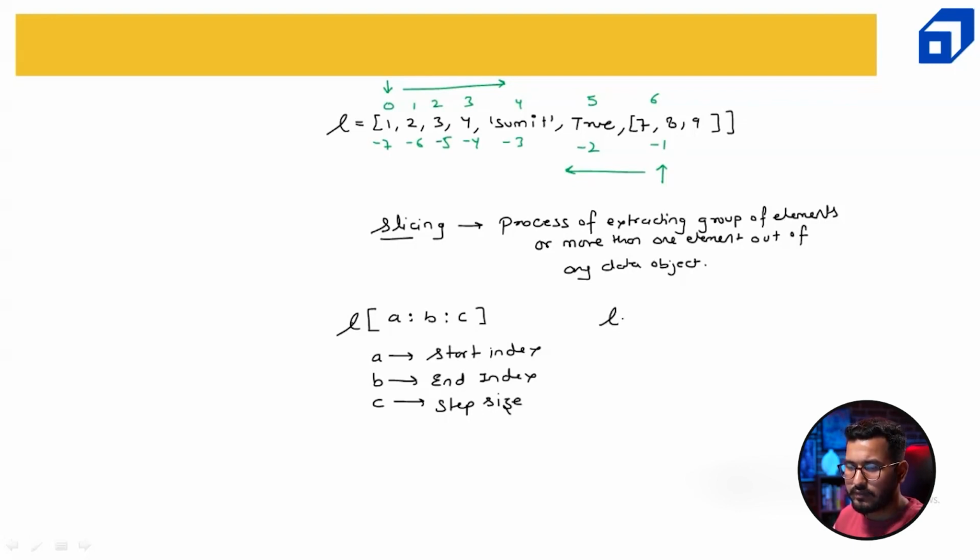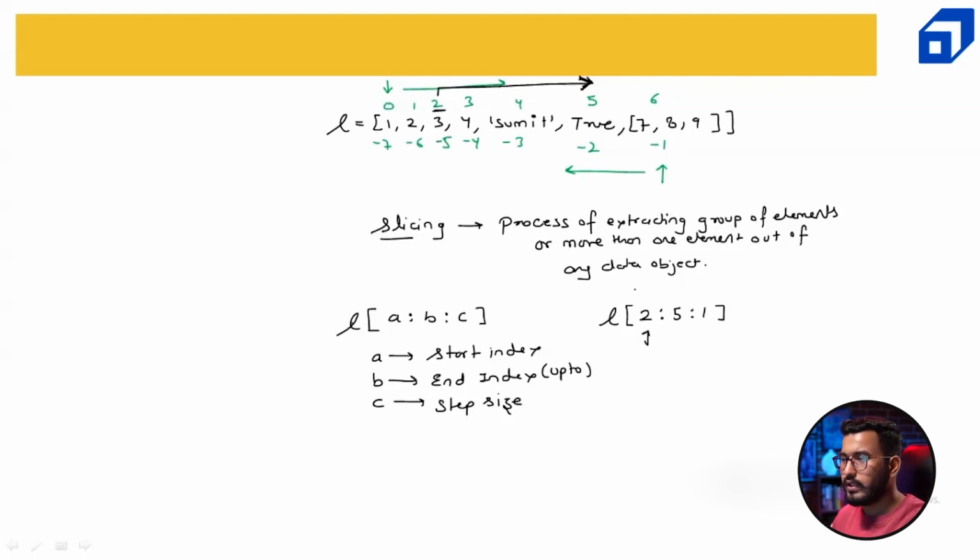So let's say if I have to extract 3, 4, Sumit, I can simply write L of 2 colon 5 colon 1. Now why have I written 2 colon 5 colon 1? Let's try to understand this one. Here we have index number 2, so I'll start my extraction process from index number 2. I'll go all the way up to index number 5, but it is up to index number 5. So remember, this is up to. It is not including 5. It is not including B.